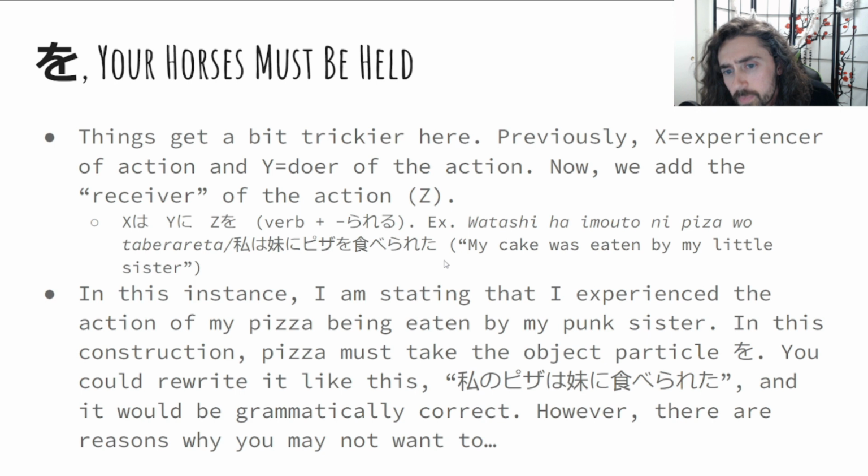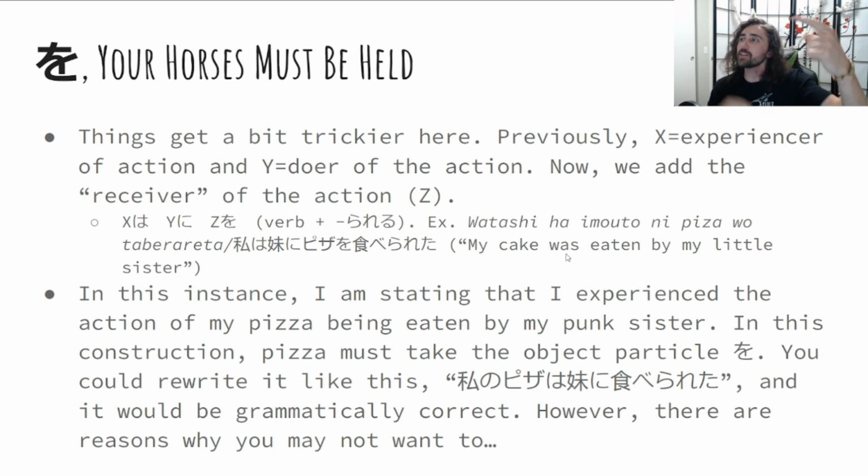So, for example, 私は妹にピザを食べられた. So, my cake was eaten by my little sister. So in this case, I'm saying that I am experiencing the act of my cake being eaten, right? I'm experiencing my cake getting eaten by my punk sister. Or sorry, I'm saying cake, pizza. I could have at least gone with pie, but pizza, right? So I'm experiencing the pizza being eaten by my little sister, right?